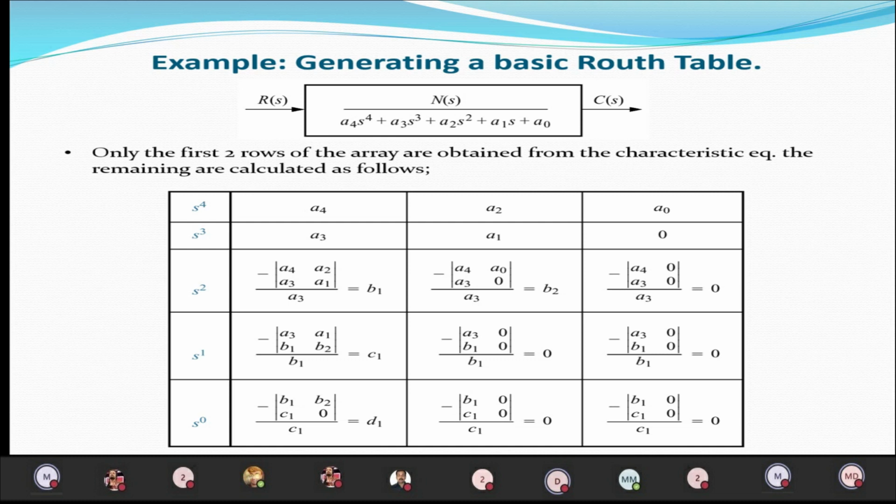Okay, so now similarly, if you want to determine the b2 value, consider the first column and third column. You can obtain A3 into A0 minus 0 into A4 divided by A3. Okay, so similarly, you can determine the next column.